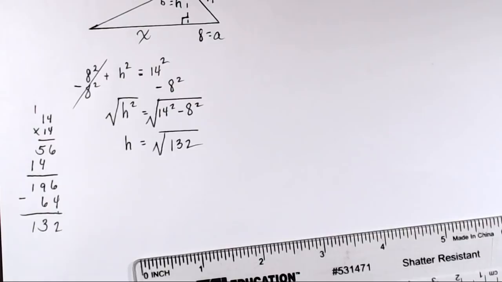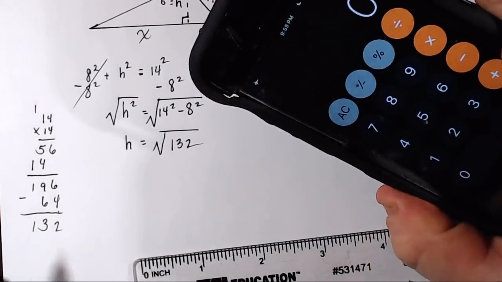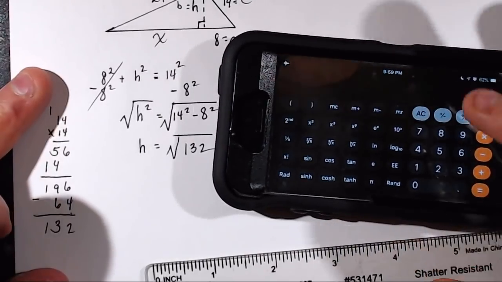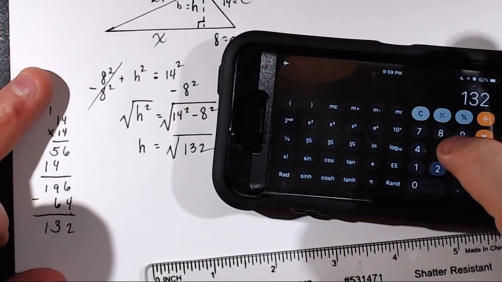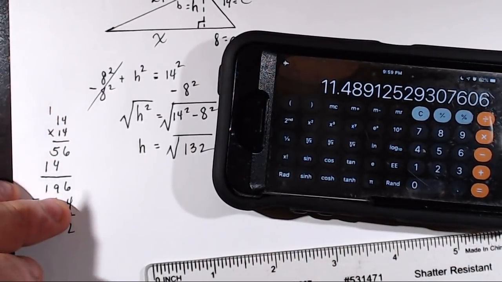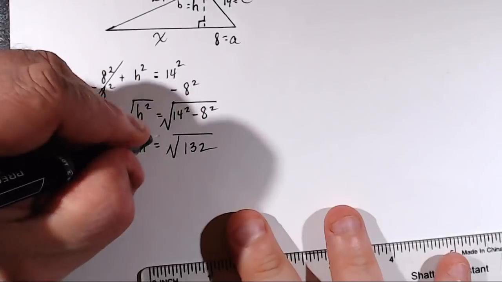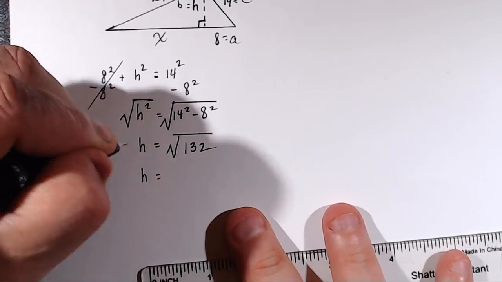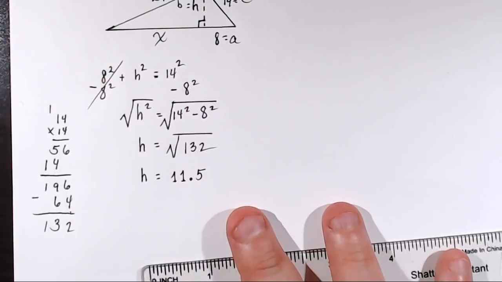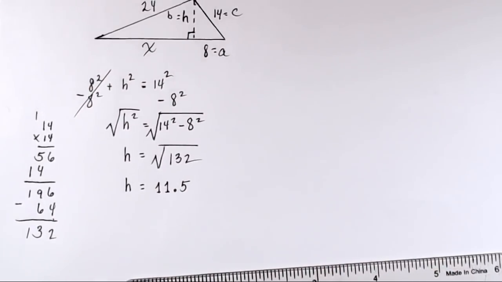But unlike that other problem where we factored 132, here we actually need to approximate the root. So we will take the square root of 132, and you get 11.48, and we'll round up to 11.5. H equals 11.5. Okay, so that's H. Now we can find the area.